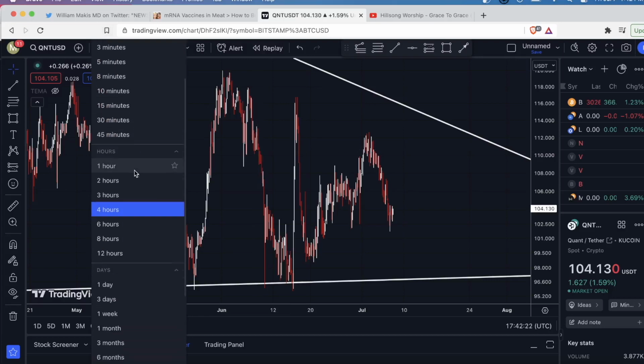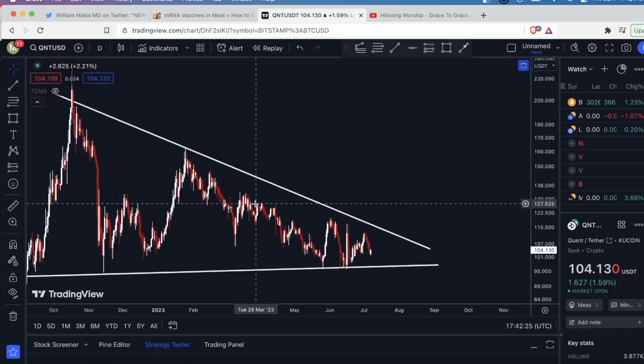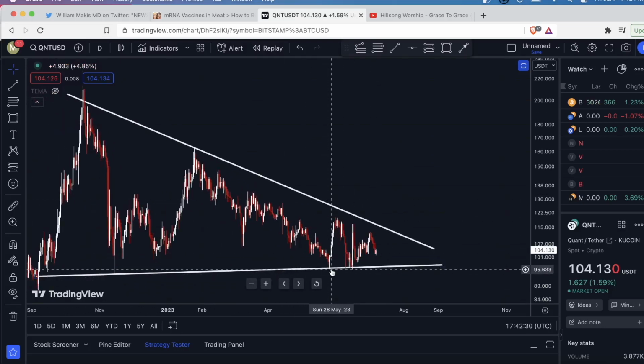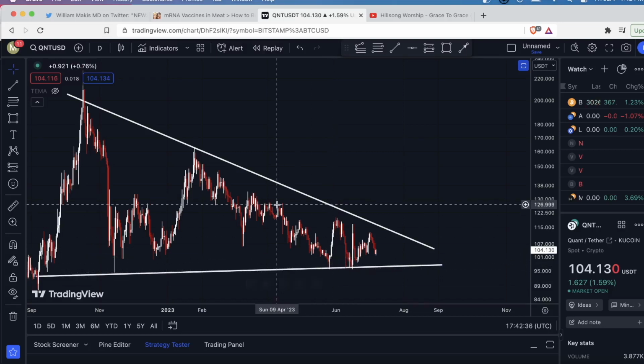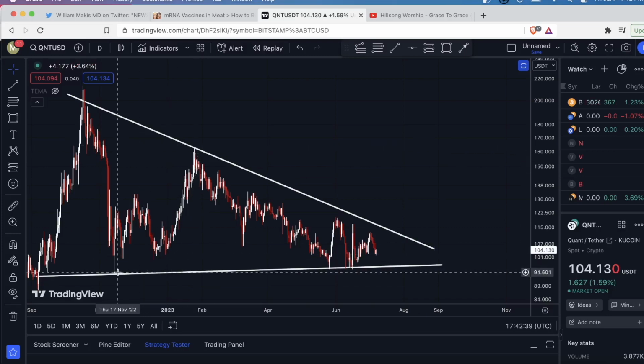So to trade this, very easy. When you see the price come down to this lower support line, just enter. You can look to enter a long and place a stop loss just below. And then when it comes up here, you can just look for shorts. So when you're down here, look for longs. When you're up here, look for shorts.